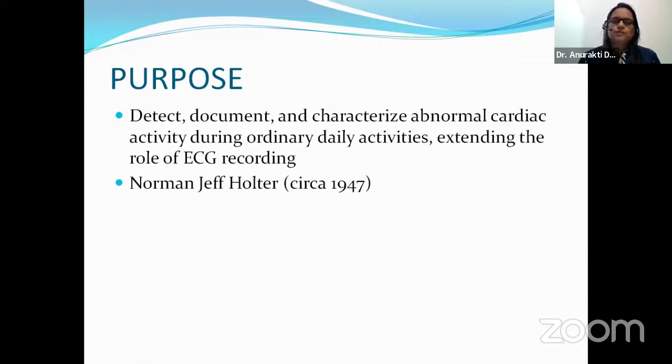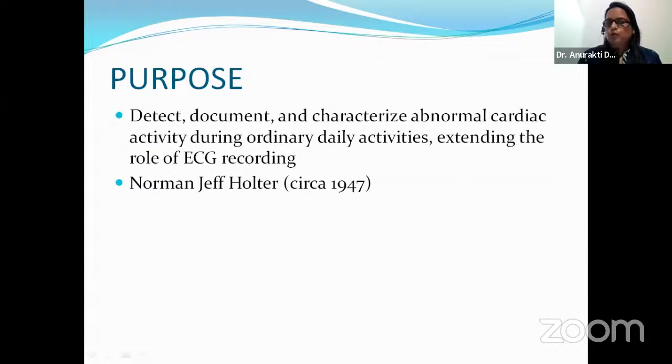So it actually extends the role of ECG. ECG is just 10 seconds to 30 seconds. The patient is in your office and you are recording the ECG. You know this is the abnormal cardiac activity, but whether it is happening at rest, whether it is happening during activity, how many times it's happening during a day, all that information you will get only if you do the ambulatory electrocardiographic monitoring or the Holter monitoring.